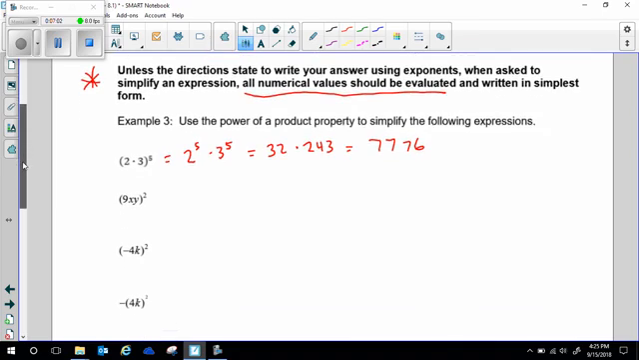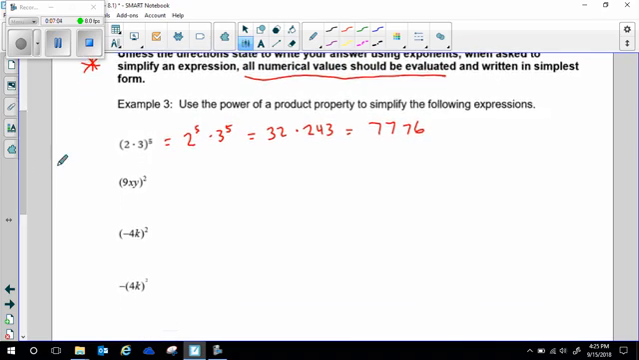All right, so now that we've done the first one in example 3, I would like you to do the other 3, making sure that you recognize the difference between the second to the last one and the last one because they are different. Make sure you check your answers with mine.